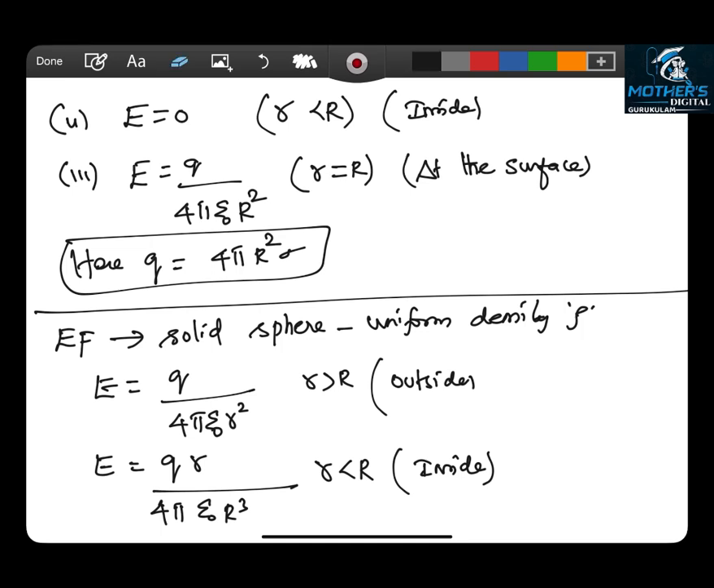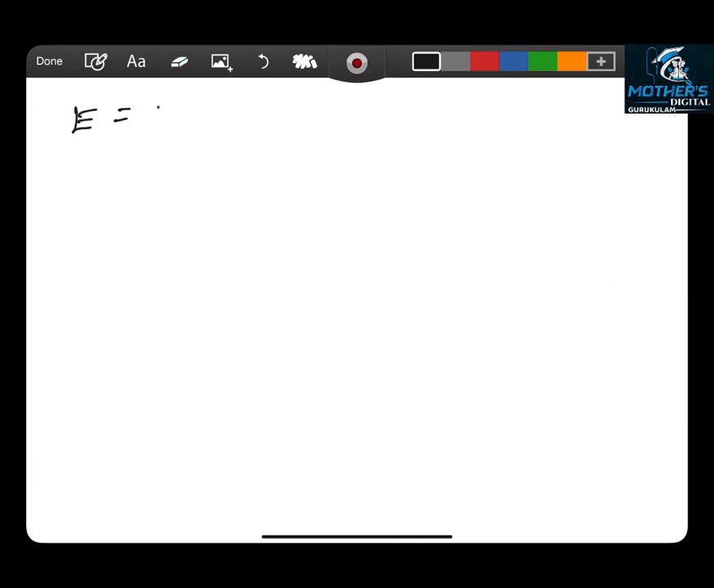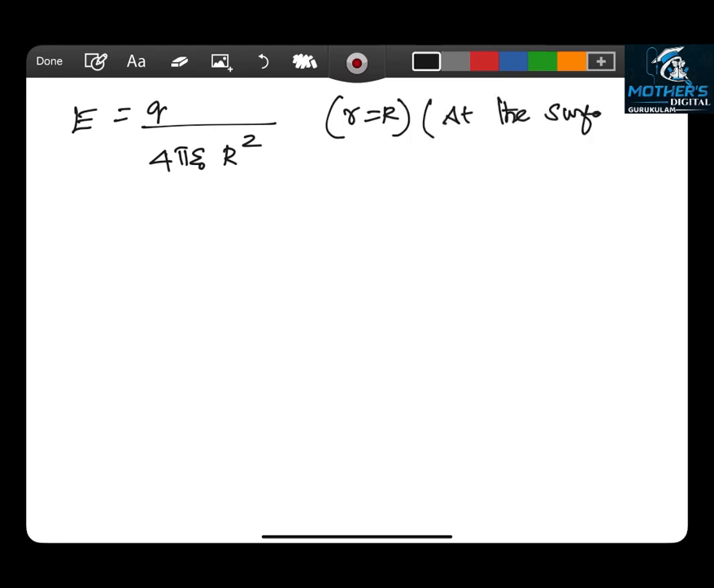Finally, E equal to Q by 4 pi epsilon naught R square if r equal to R. And this is when the points are located on the surface. The test charge points are located on the surface. Again, Q will be 4 by 3 pi R cube rho.